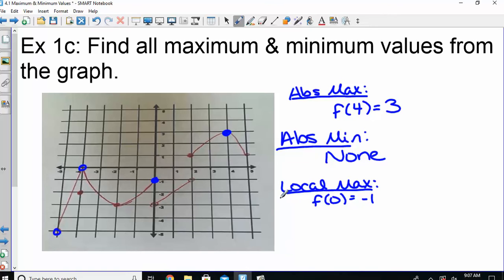Any other local maximums? What about my absolute max? That's also a local max?